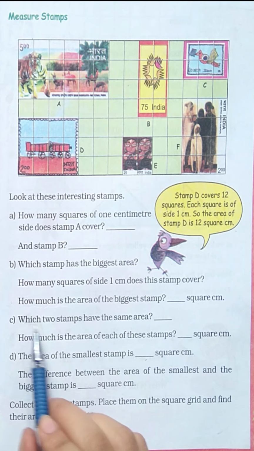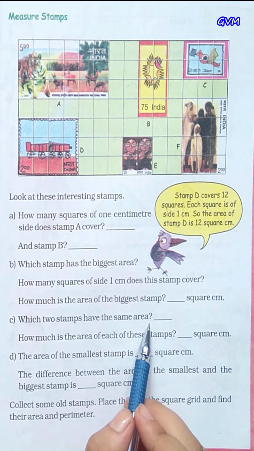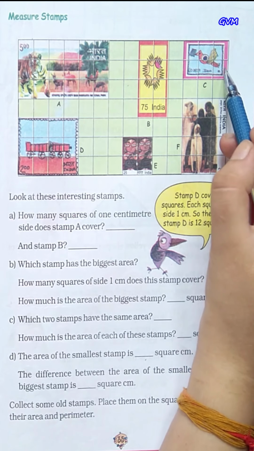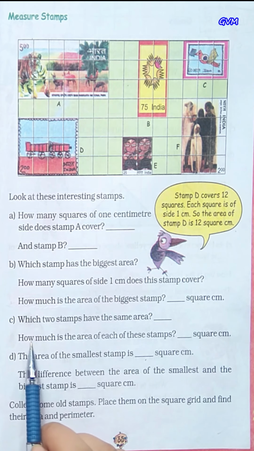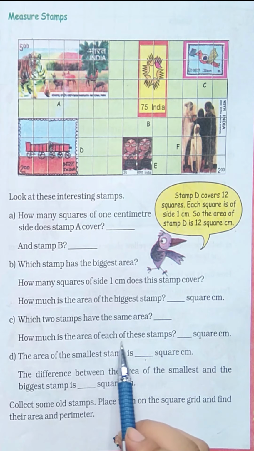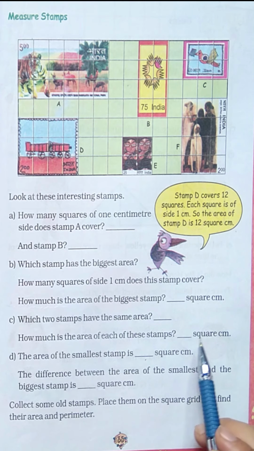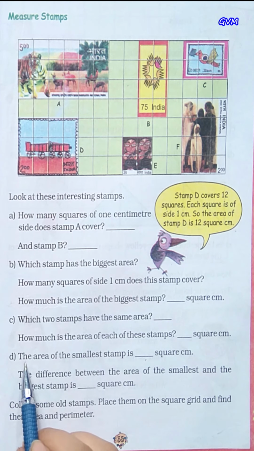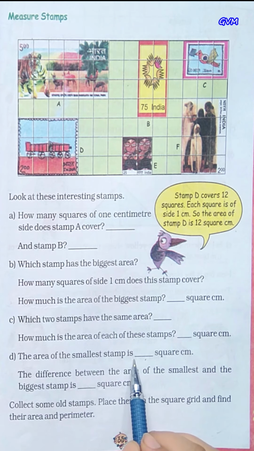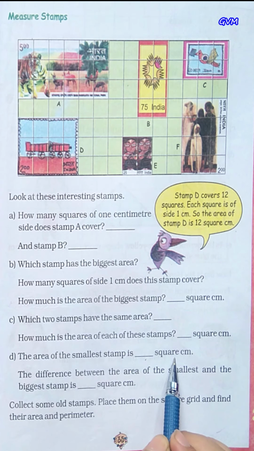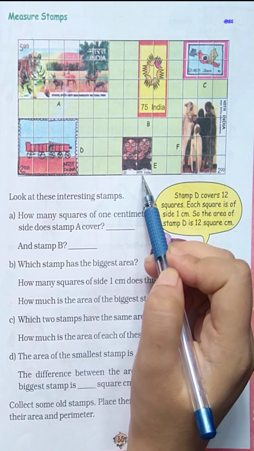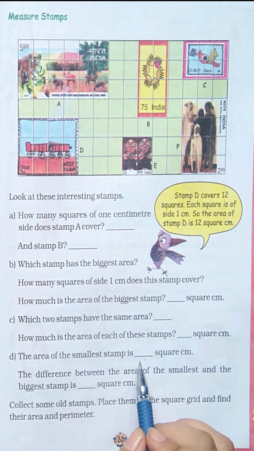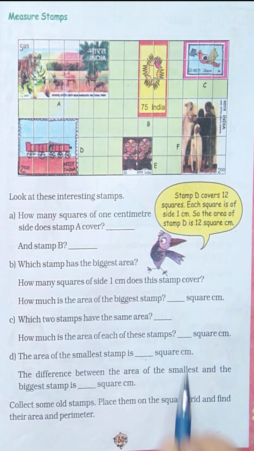Now which two stamps have the smallest area? So first E1, that is 4 square centimeter, and C1, that is 6 square centimeter. How much is the area of each of these stamps? तो हमें एरिया लिखना है कितना कितना है 4 square centimeter and 6 square centimeter. Okay. D part, the area of the smallest stamp is dash square centimeter. So smallest stamp हमारे पास E वाला है, that is covering 4 squares and the area is 4 square centimeter. That is why you will write here 4 square centimeter.